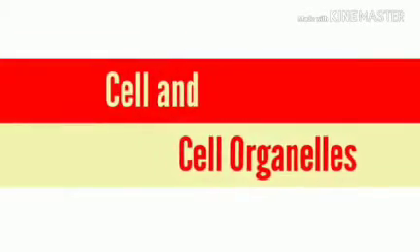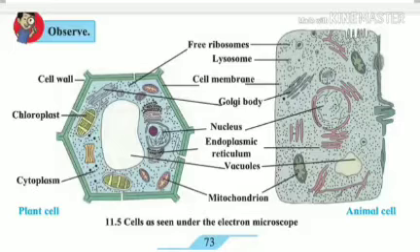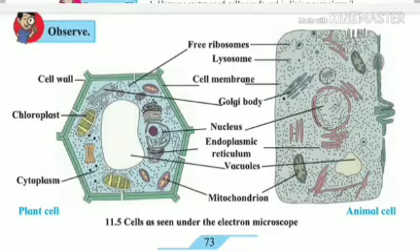Cell and cell organelles. How many types of cells are found in living organisms? There are two types of cells found in living organisms. The first one is the plant cell and the second one is the animal cell. Plant cells are found in plants and animal cells are found in animals.